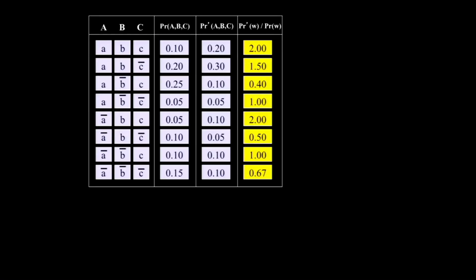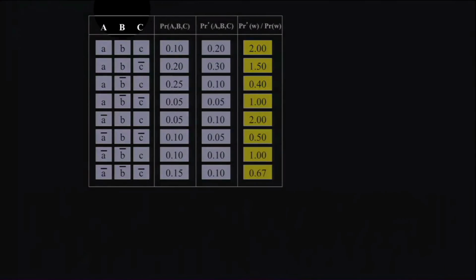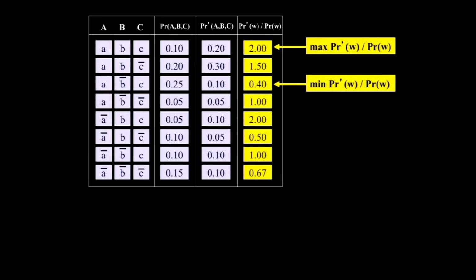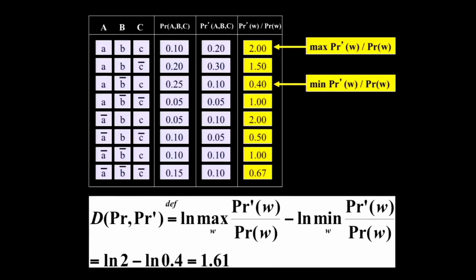Well, let's see it pictorially. A, B, C are the variables we have, so we have 8 possible worlds. And this is what the first distribution says. Here are the numbers, and here's the second distribution. So I'm trying to find the distance between these two. Later, this distance measure was called the Chan-Darwiche measure. You look at the ratio between these two, and here they are. So I want to find the maximum, the highest, this one, and the smallest happens to be this, and simply take the log difference, and then you get 1.61 for that particular case.